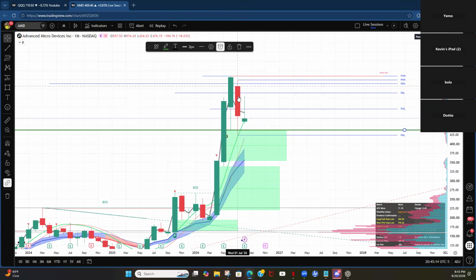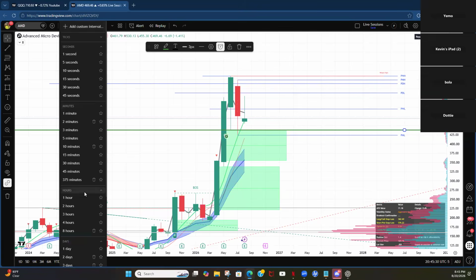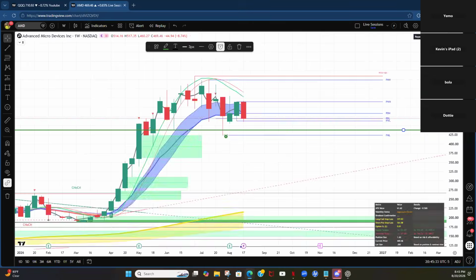AMD is already below the body of last week's candle. It does have a very long rejection right here on, I'm sorry, the monthly chart. This is the monthly chart. There is a fair value gap all the way down at 340. I'm not saying we're going to get there anytime soon off the monthly chart, but it could happen.